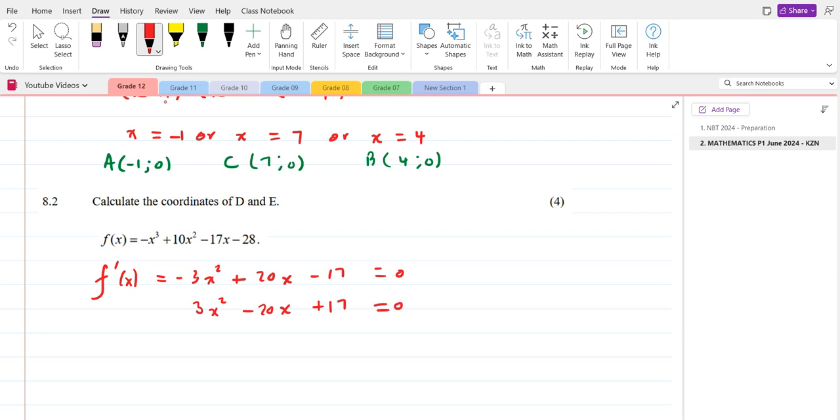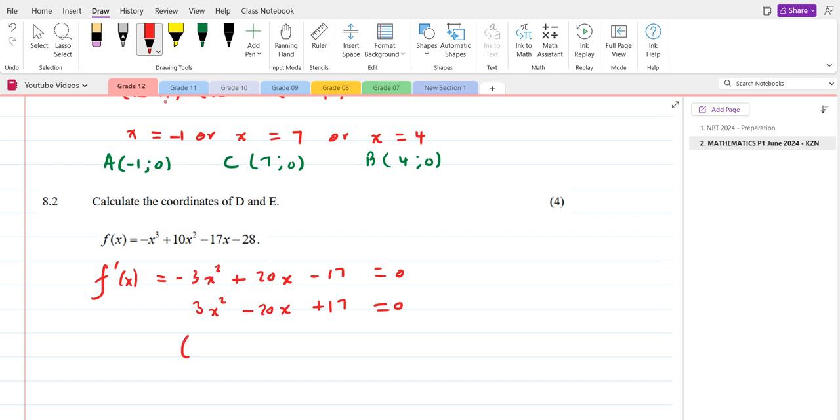You've got 3x squared minus 20x plus 17 is equal to 0. You know how we got that? 3 times minus 1 is minus 3, take away 1 from the power, x squared. 2 times 10 is 20, take away 1 from the power. 1 times minus 17 is minus 17, take away 1 from the power, it becomes x to the power 0, which is 1, and derivative of constant is 0.